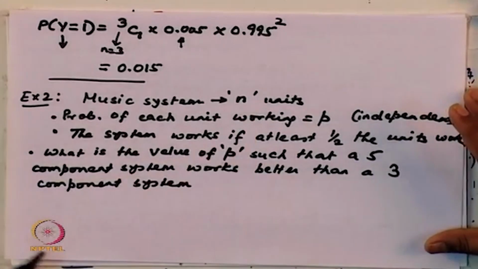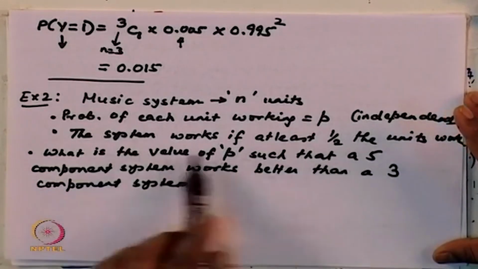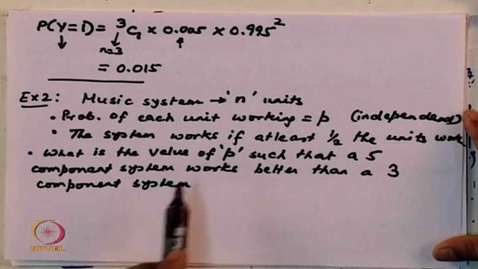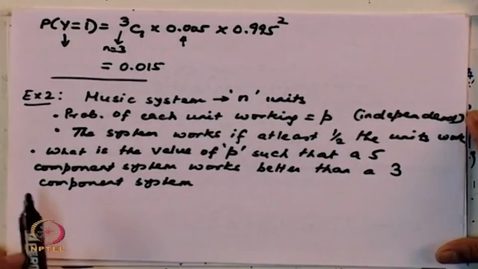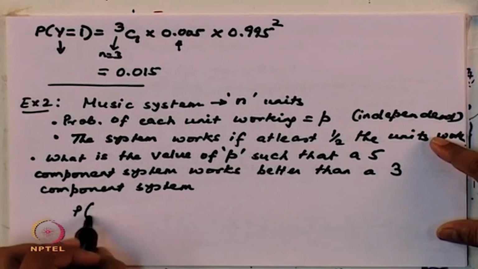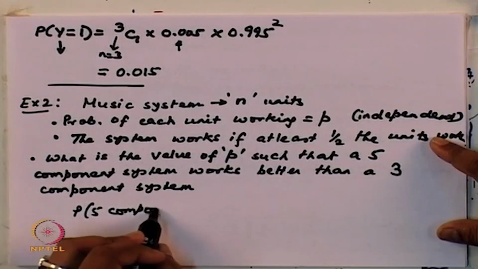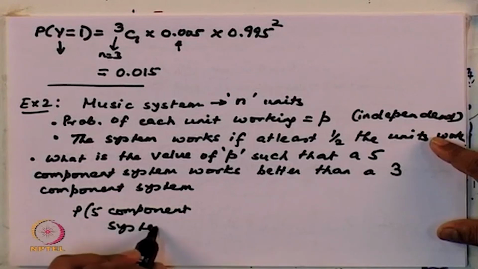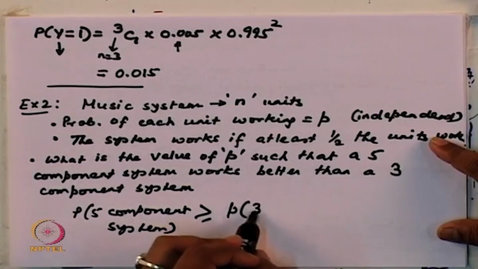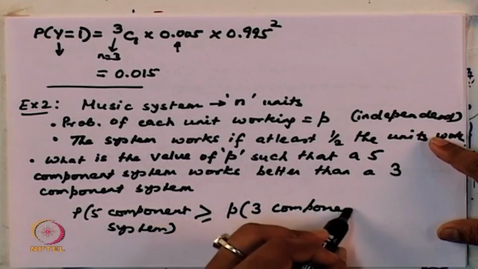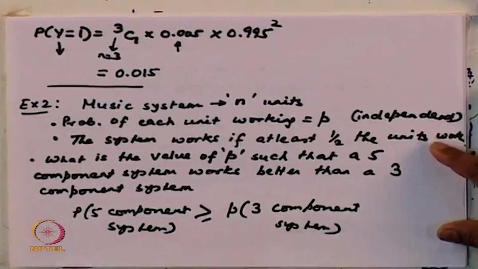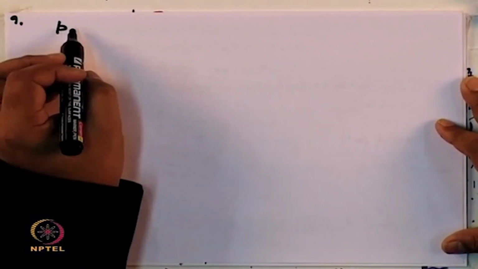Okay. So, you have n units, and there is a clause that the system works if at least half of the units work. For a 5 component system, we want to find out the probability of the 5 component system being greater or equal to the probability of the 3 component system. Each unit operates with the probability of p.